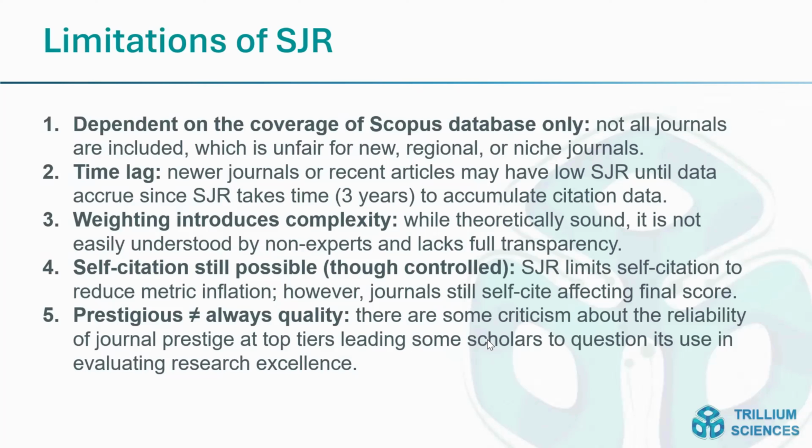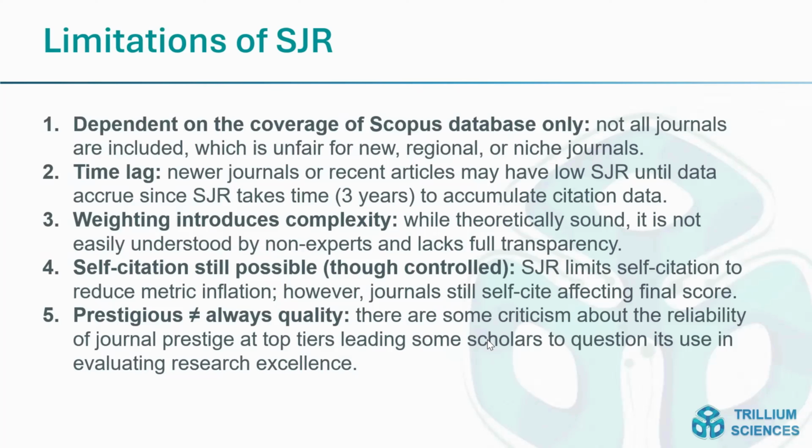The third thing is that weighting introduces complexity. As we mentioned, it's not a simple equation. However, it's theoretically sound, but it's not easily understood by non-experts. And it really lacks full transparency on what makes a specific journal of high weight and another of low weight. The other thing is that self-citation is still possible. And we said in the last session that self-citation was a major drawback when we are measuring impact factor or journal impact factor.